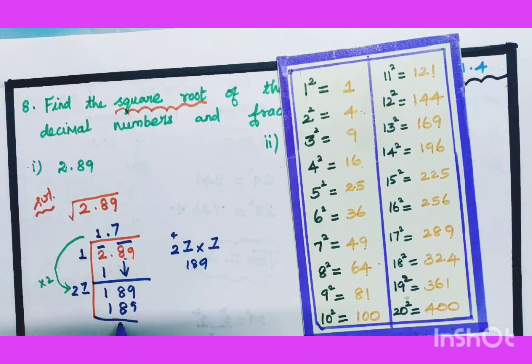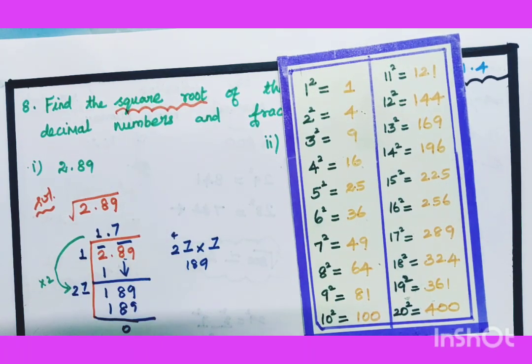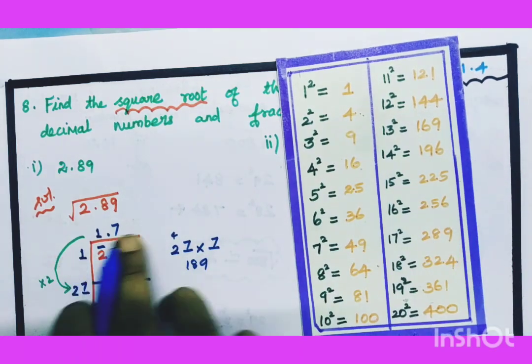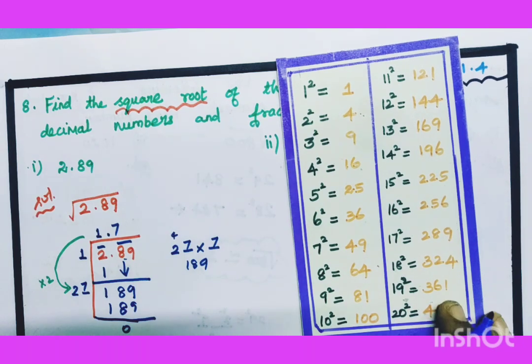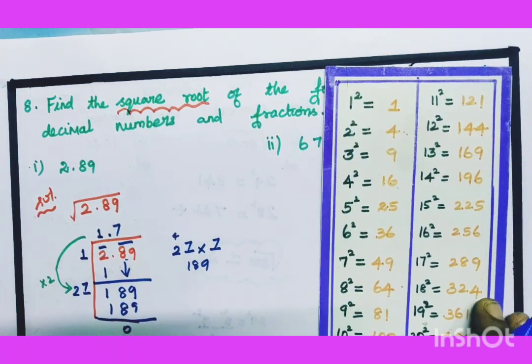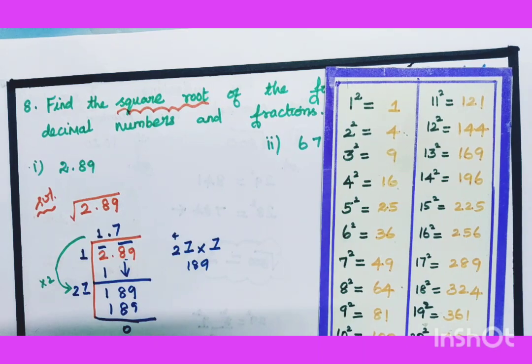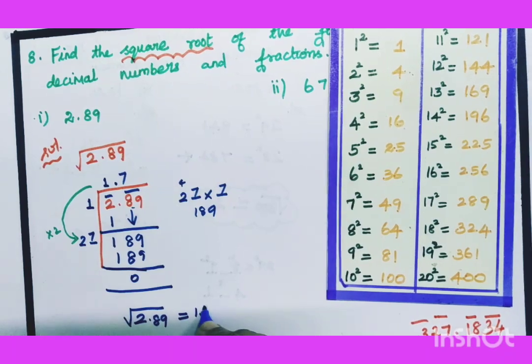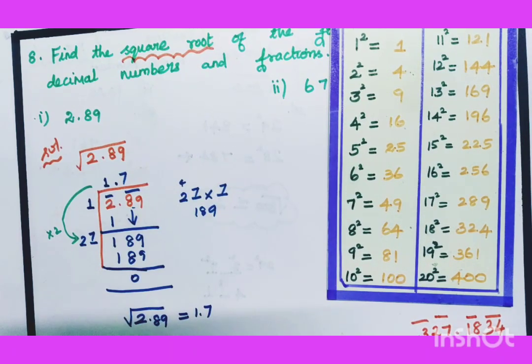189, then 0. We know very well 289 is 17 only, but here there is a point, so 1.7. That's all. Understood? So we can write it now: the square root of 2.89 is equal to 1.7. That's all over.